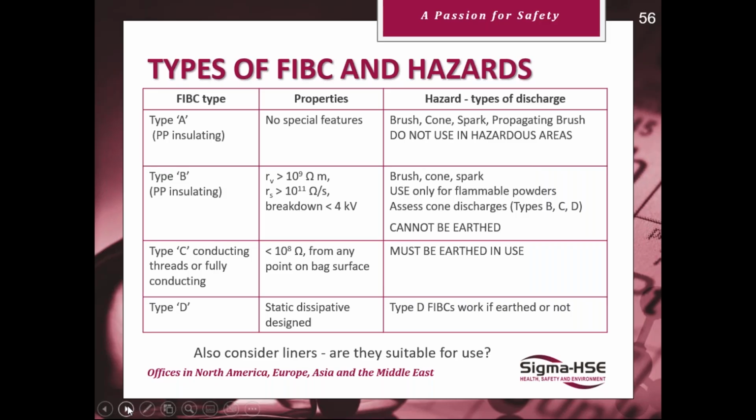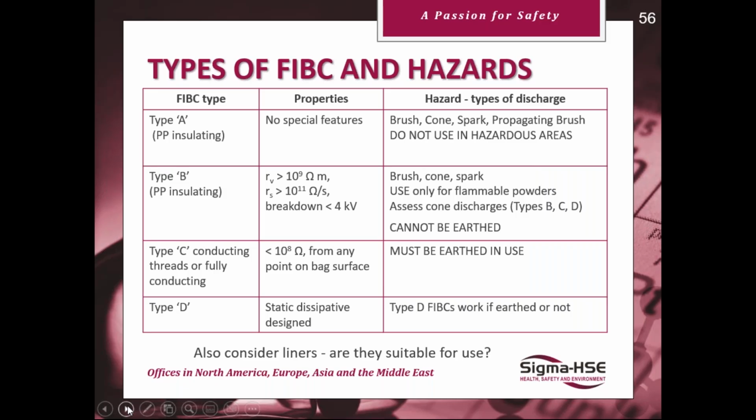Assess cone discharges, and these are types B, C, and D, and these cannot be earthed. For type C, resistivity of less than 10 to the 8 must be earthed in use. I've seen these bags in action without an earth on. These are a very dangerous way of working, and you get an isolated conductor. Make sure they're earthed, and again, check to see the earth works.